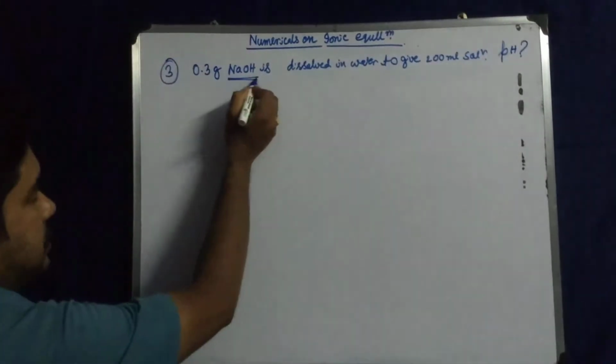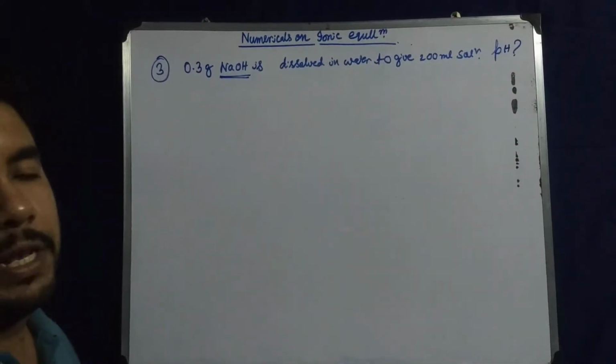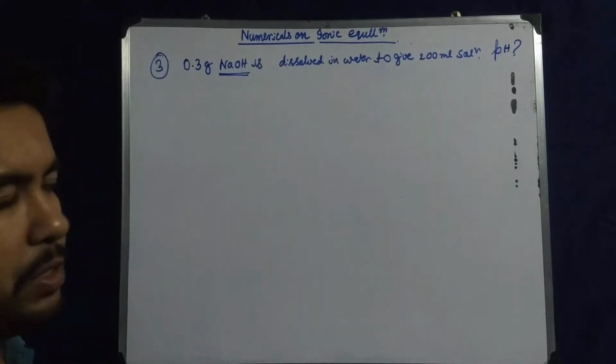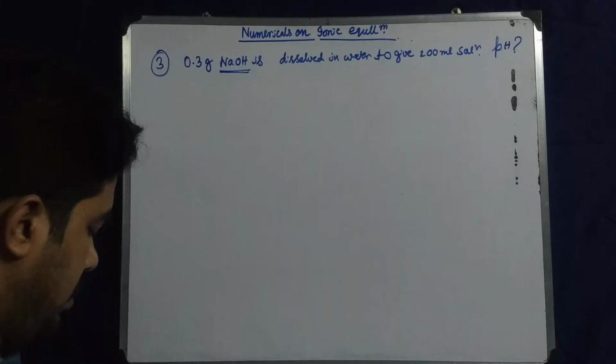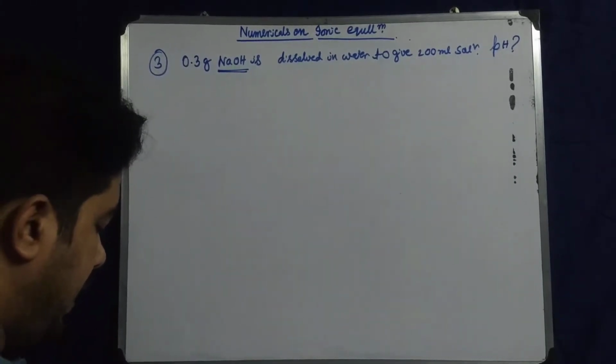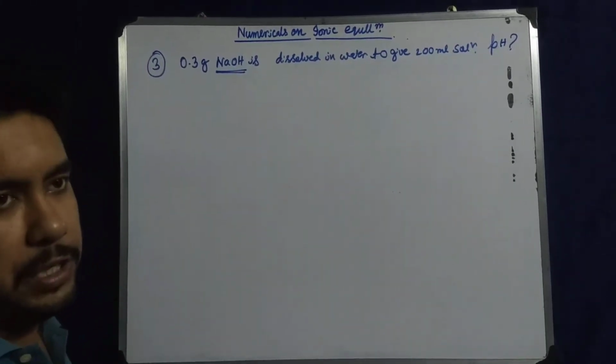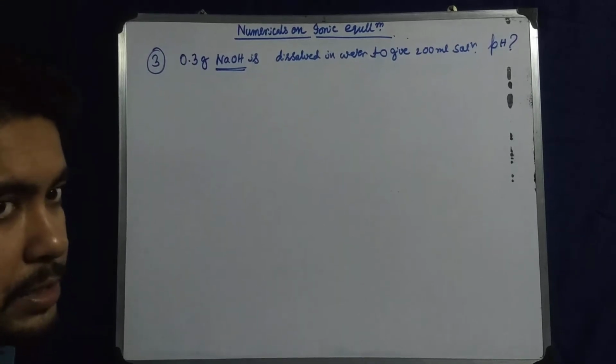This is NaOH first of all. So we will get what? The OH minus concentration, not the H plus concentration. Let me calculate the OH minus concentration at first. So what will we do at first? At first you have to get the concentration of OH minus. How can you do that?